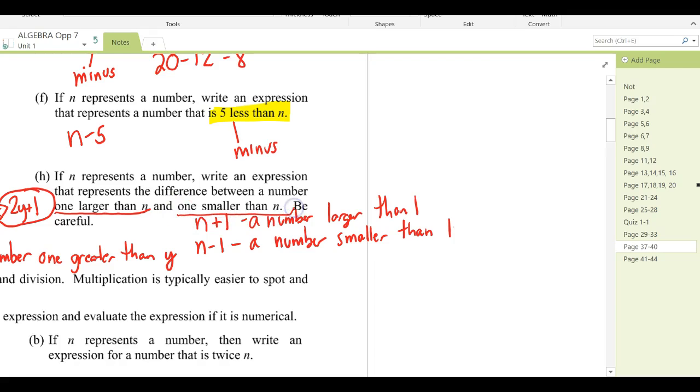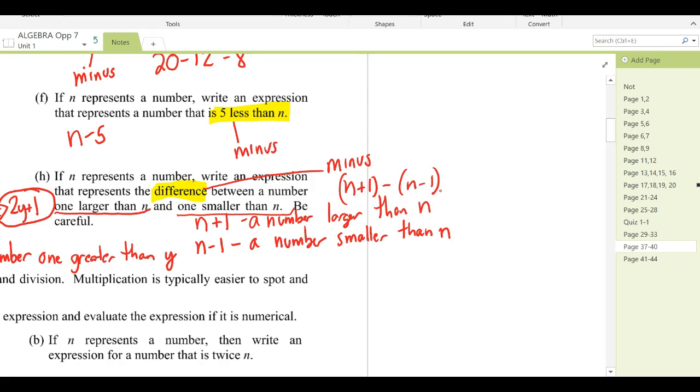So this is how I figure out a number smaller than n. And this is how I do a number smaller than n. 1 smaller than n, 1 larger than n. What does this word right here mean? Difference. Minus. So what do I subtract? N plus 1 minus n minus 1.